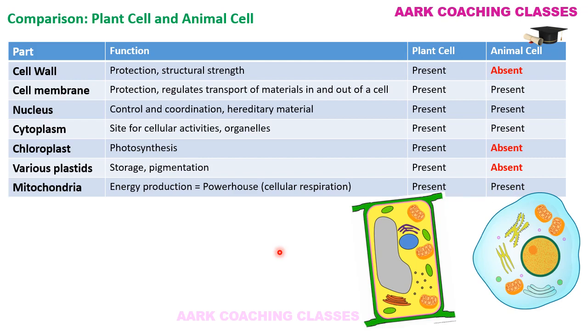So this was the comparison between plant cells and animal cells. In short, all these parts are present in plant cells, whereas the cell wall is absent in animal cells. Chloroplast and various other plastids are absent in animal cells. All other parts are present in animal cells. I hope this was useful for you.